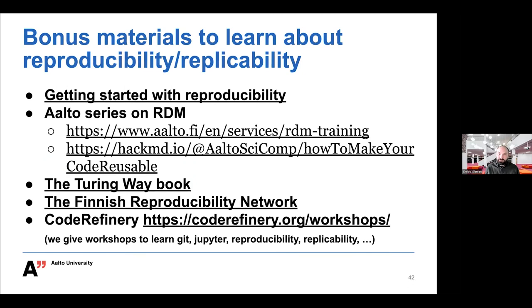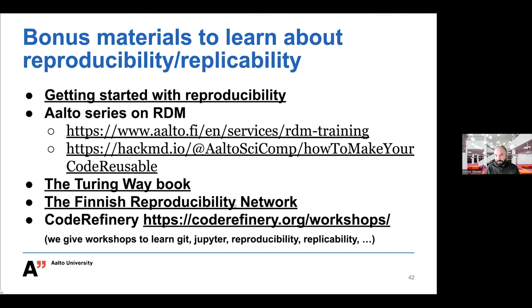So in general, if we can end here, there are some bonus materials in the slides. There's a page at Aalto.fi on how to get started with reproducibility, with interesting links and actual practical help. And I again recommend our series on research data management, and specifically here, because I mentioned these issues of replicability, how to make your code replicable. And again, the Turing Way book covers all these topics with other excellent links.